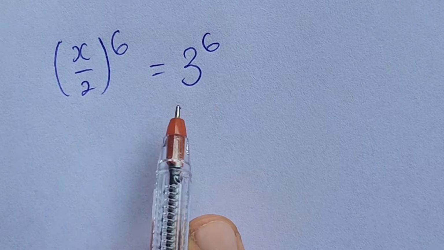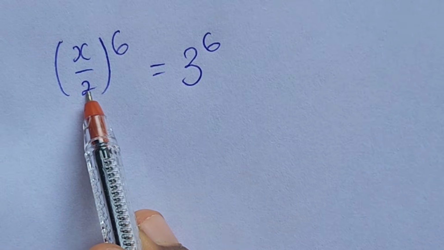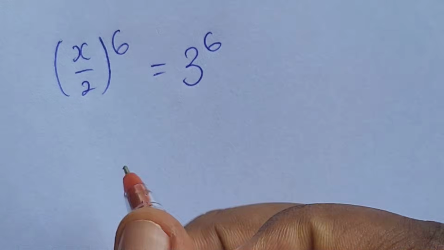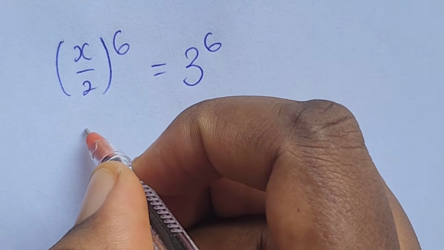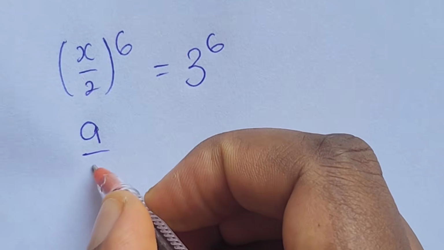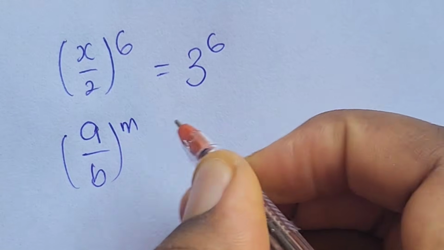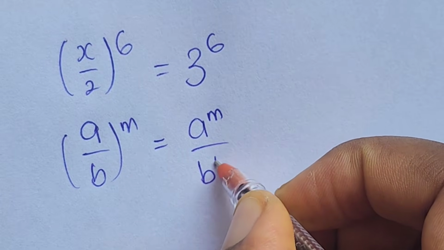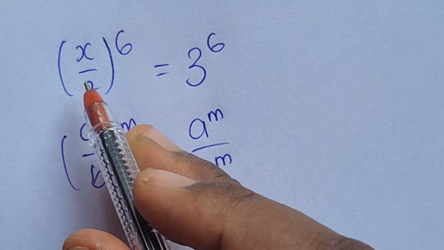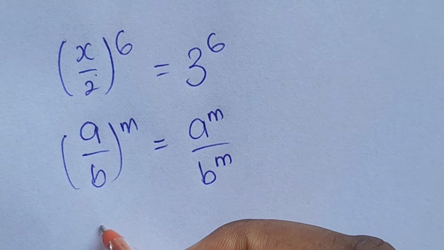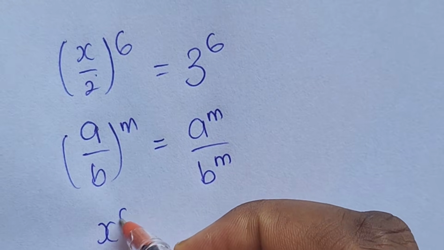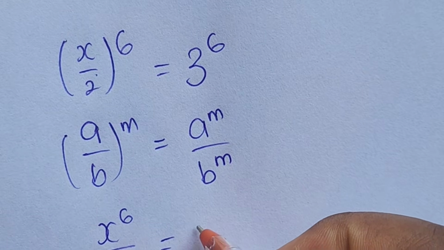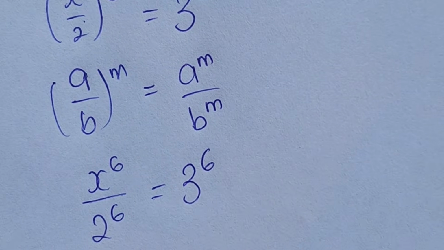Let's solve this problem together. We have (x over 2) all to the power of 6 equal to 3 to the power of 6. So for us to begin, let's recall that when I have (a over b) all to the power of m, this is equal to a to the power of m over b to the power of m. So this problem becomes x to the power of 6 all over 2 to the power of 6 is equal to 3 to the power of 6.